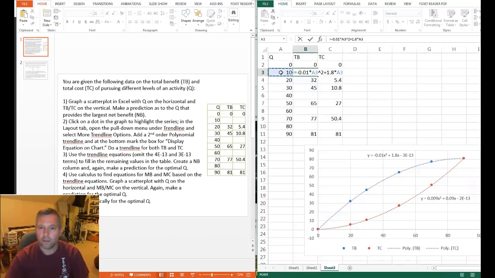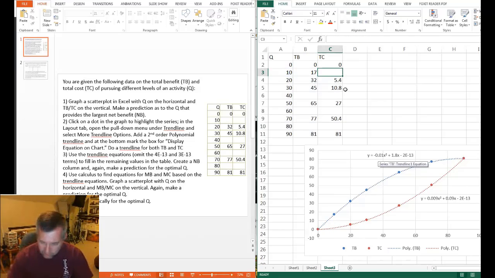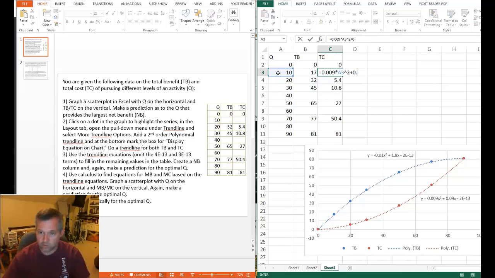q. And again, this negative 3e to the negative 13 is actually 0 point, and then there's 12 zeros, and then a 3 at the end of it, so it's very, very small. So I'm just not going to bother putting the 0. To make everyone be okay with it, I'll just put minus 0, since this 3e to the negative 13 is basically 0. So here's my total benefit equation. For my total cost, I'll do the same thing, 0.009 times q squared plus 0.09 times q. And again, this 2e to the negative 13 is really small, so I'll just say minus 0. You don't have to have the minus 0 in there, but.